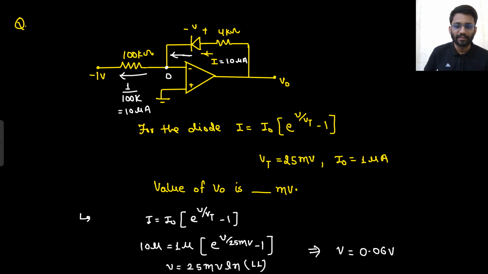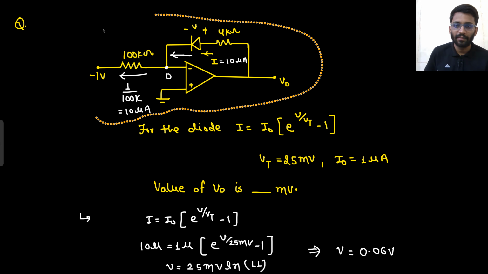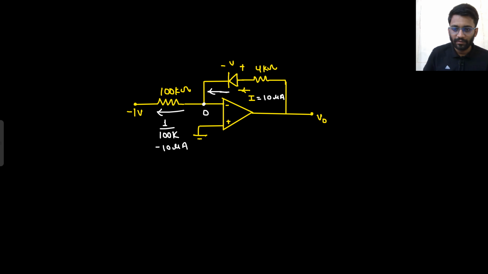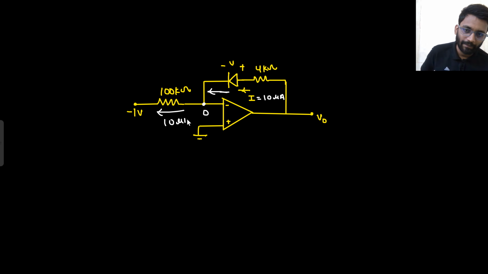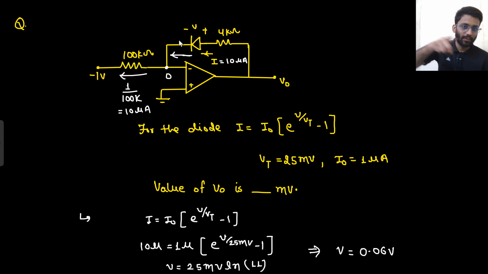So now how can I redraw my circuit? This particular circuit, copy and paste. Here there was 10 microampere current, which I am directly showing. This is virtually shorted, which I already know, so no need to show it. Here there is 10 microampere current. Now this diode will be replaced with a voltage of 0.06 volt, P side to N side. This is the voltage V.